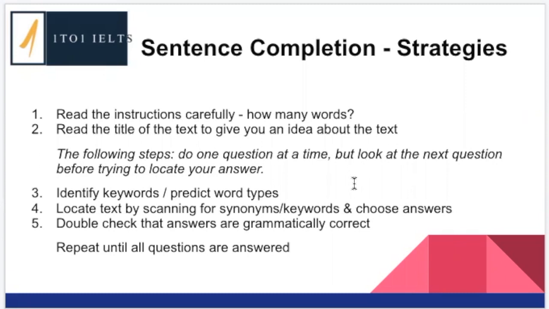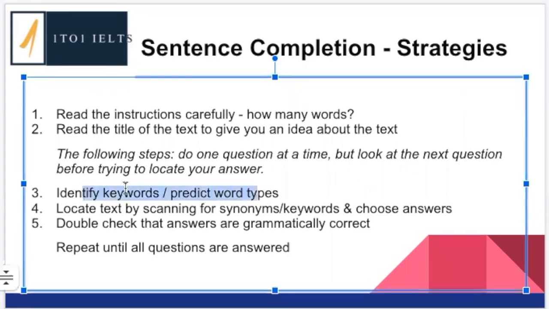Then the following steps are all done one at a time. So we're going to go to the questions. We always go to the questions first. We don't have to worry about reading the text. We're going to identify some keywords, predict word types, which is really, really important for this type of question. We're going to use this information to locate the text that is relevant. Then we're going to do some detailed reading to help us choose our answers. Once we've got our answer, we're going to double check answers are grammatically correct, spelling is correct, and that we're following the instructions. And then we just repeat this process till we've answered all of the questions.